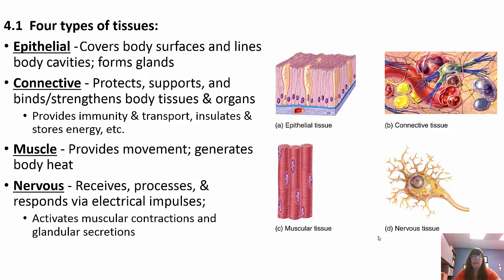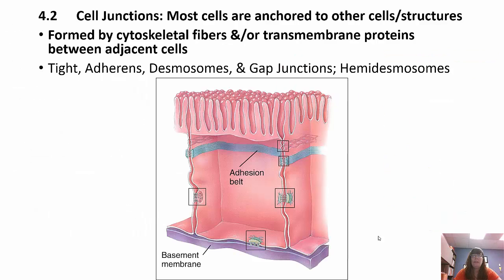And then nervous tissue is really important. That receives, processes, and responds to any kind of stimulus and uses electrical impulses to respond and have our body react accordingly. It activates muscular contractions and also glandular secretions. And the nervous system is pretty much in charge of our body. It regulates everything we do with the endocrine system and helps maintain homeostasis. So the nervous system is extremely important, and nervous tissue is extremely important. So we'll talk about the types of tissues in a minute.